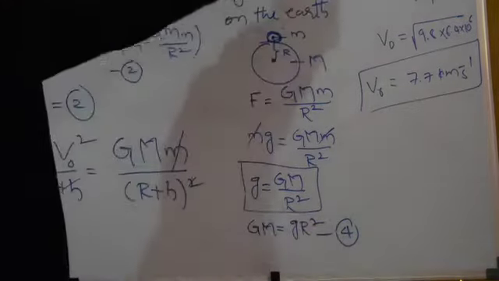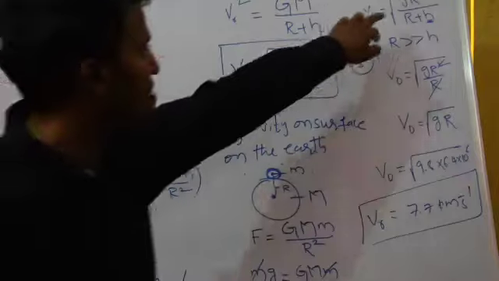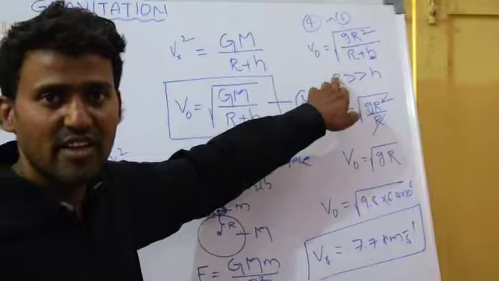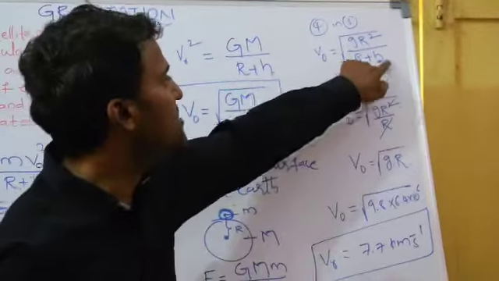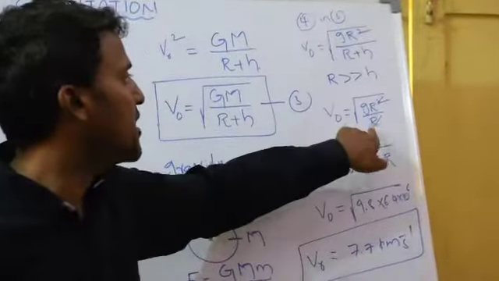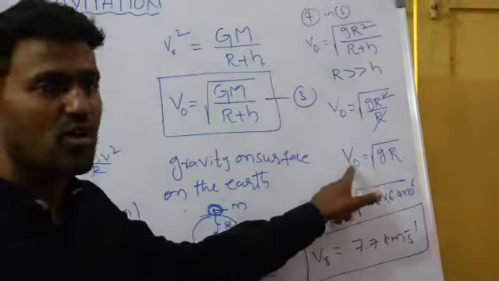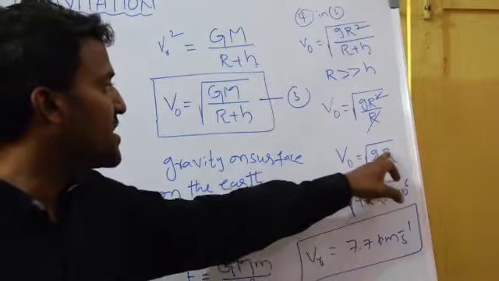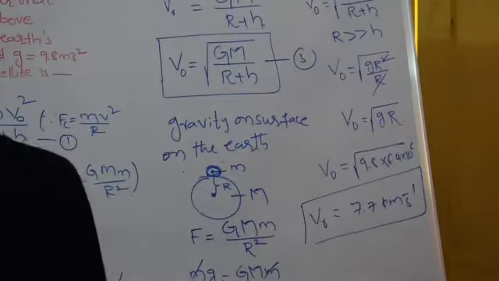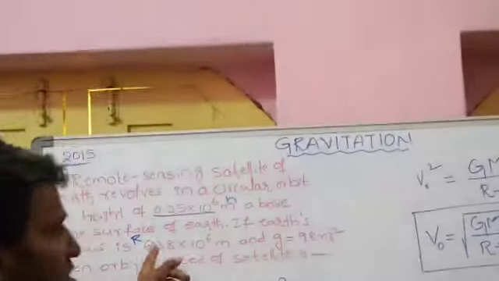Equation 4 I substituted in equation 3. GM is equal to g r square, I substituted. If r is very much greater than h, at that moment h is negligible. So that's why g r square divided by r, it gets cancelled. v0 is equal to under root of g r. If I substitute the g value and the radius of the earth, we get v0 is equal to 7.76 km per second. This is the orbital velocity.